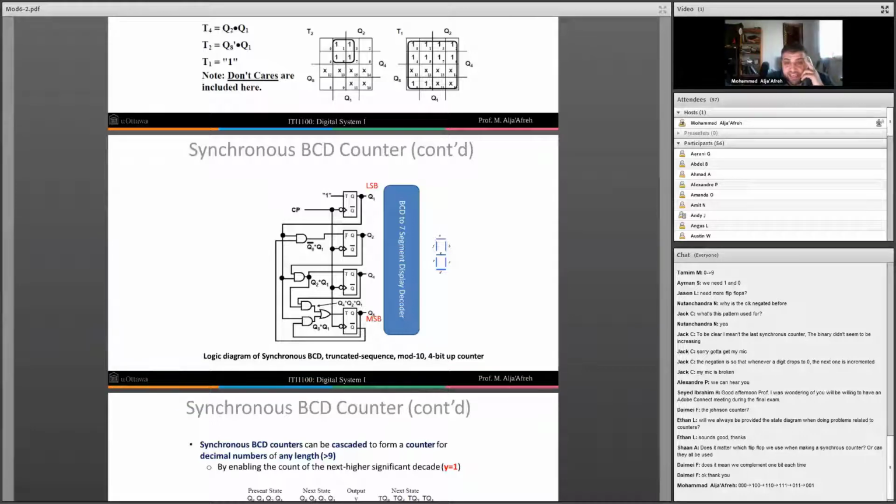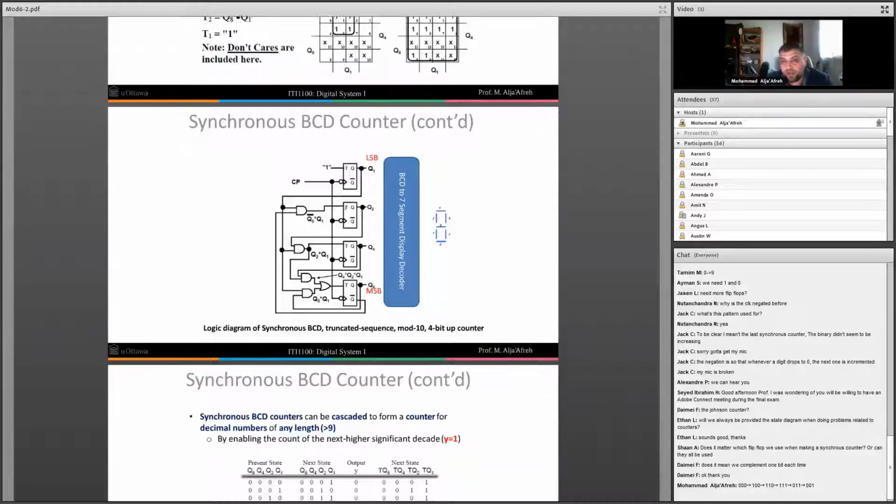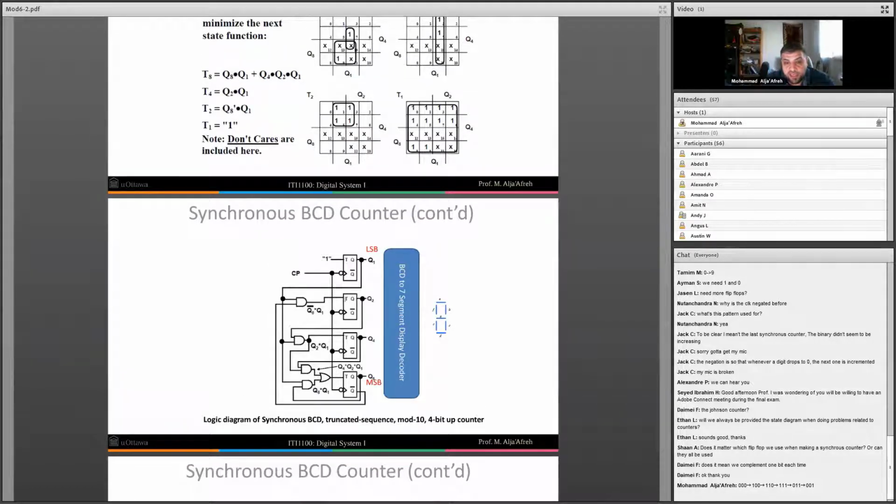So go here. T is equal to 1. Just connect it to 1. You derived that the T for the second flip-flop is equal to Q3 prime and Q1, so just do an AND. Okay, thank you so much.